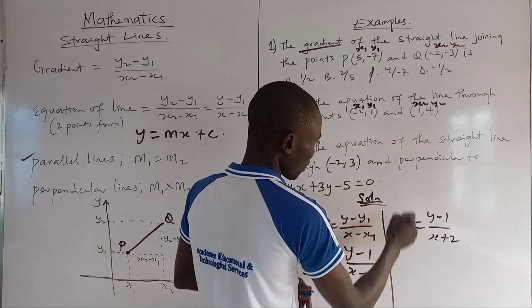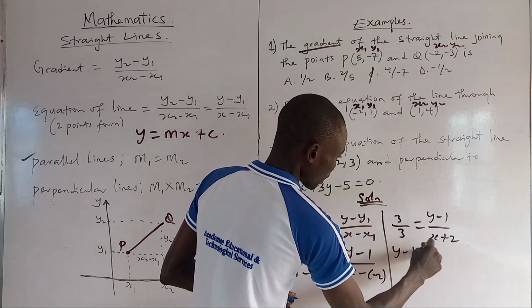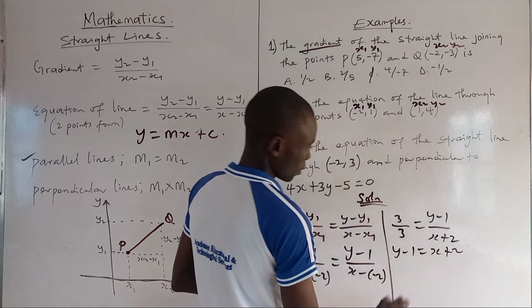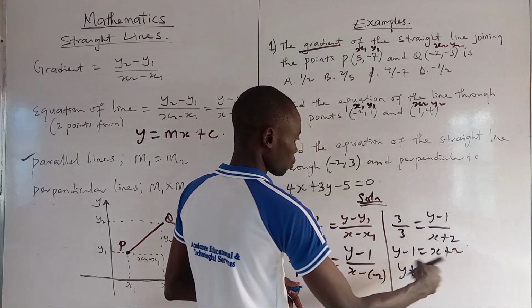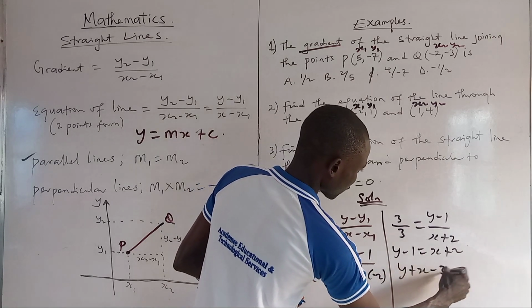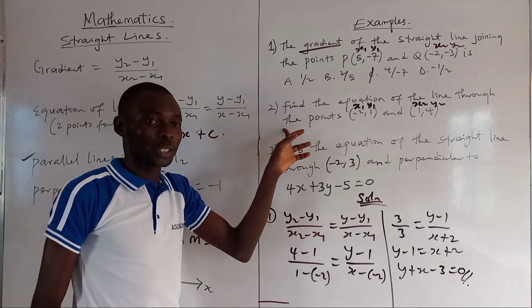So when you cross multiply, 3 over 3 is just 1. So when you cross multiply, you have y minus 1 equals x plus 2. So putting this together, we have y plus x, then when the 2 comes, that's minus 3 equals 0. So this is the equation of the line for question 2.